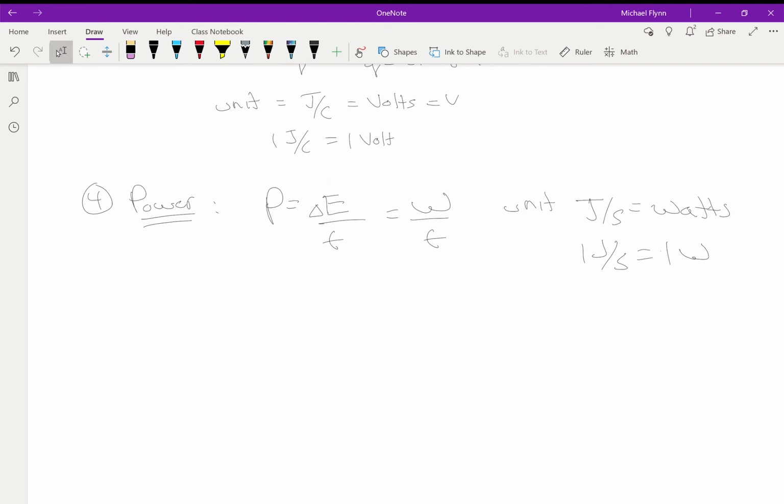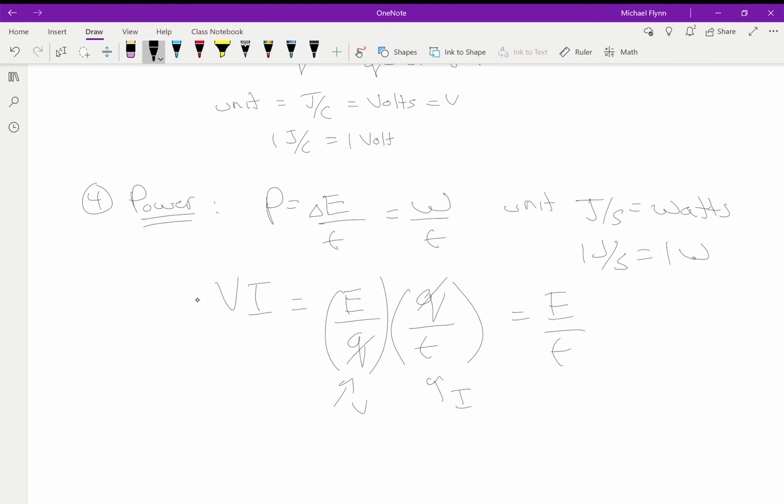However, in electricity, if you take the definition of current and the definition of voltage, watch this. Voltage times current equals energy divided by charge, times charge divided by time. So this one here, I'll put in 2 brackets. That one is voltage, that one is current. The Q cancels out, and you get energy over time. Well, that happens to equal the definition, I'll just circle it here, that's the definition of power.